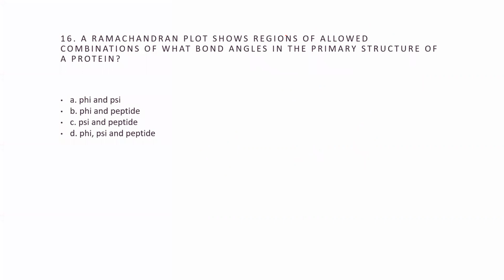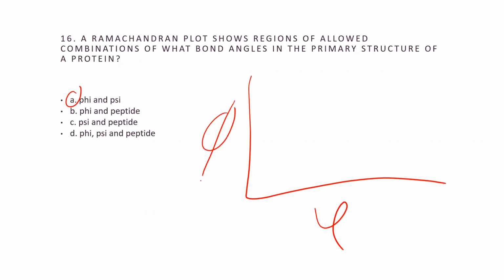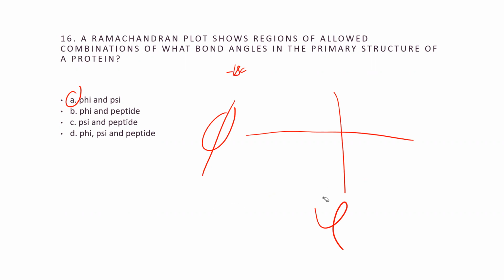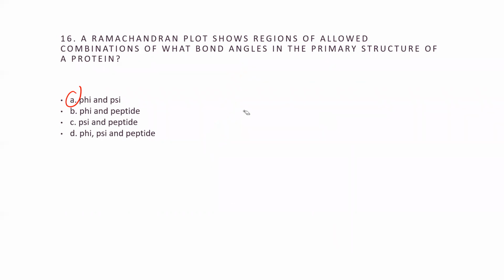Okay. Our Ramachandran plot shows regions of allowed combinations of what bond angles in the primary structure of a protein? Everybody agree on A? Yeah, so Ramachandran plot. I can't remember, I think this one's psi, this one's phi, then these quadrants like minus 180, 180. I'll have a better picture, and you don't really need to know how to draw them. Just know what they're measuring.